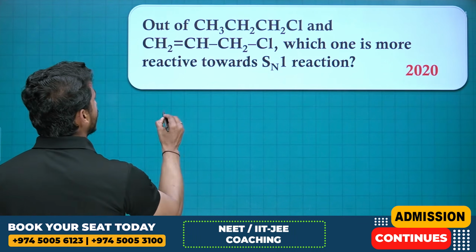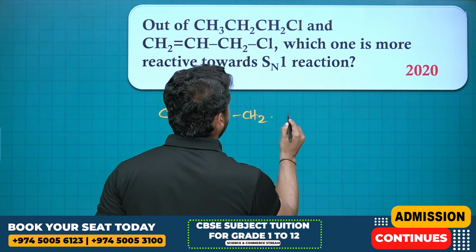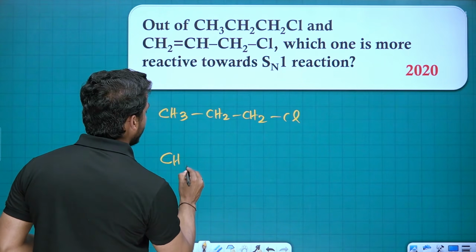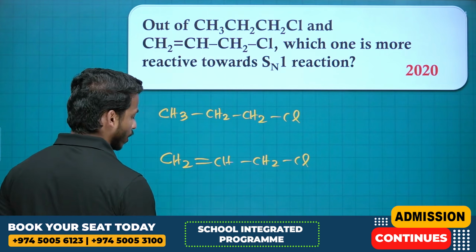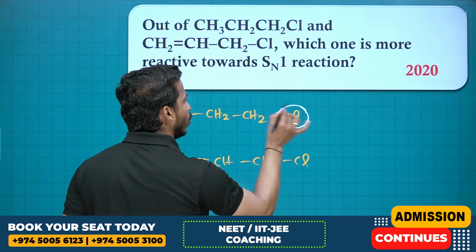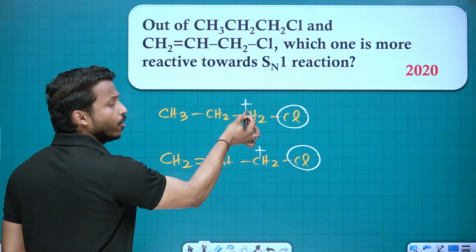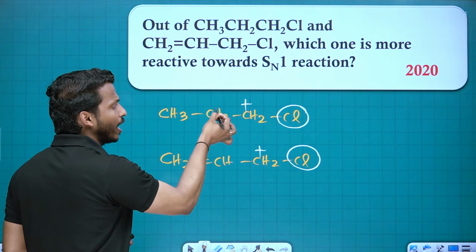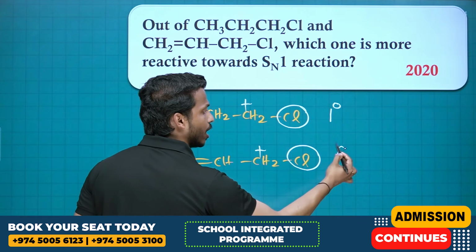Next question, 2020. CH3, CH2, CH2Cl is there. And another, CH2, CH, CH2, Cl is there. Which one is more reactive toward the SN1 mechanism? Again, SN1 means the halogen goes first and a carbocation forms. What kind of carbocation is this? This carbocation is connected to one carbon, primary. Even this carbocation is connected to one carbon, primary.